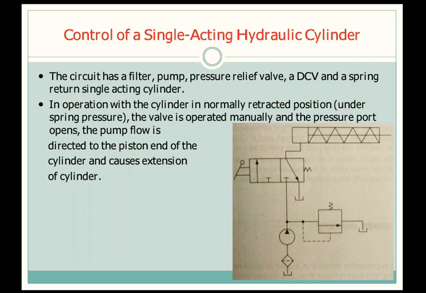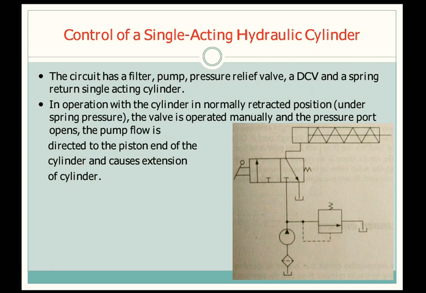Here we are going to see how the hydraulic cylinder is controlled by a single acting cylinder. The circuit is shown in the figure. You can see it has a filter, pump, pressure relief valve, a directional control valve, and a spring return single acting cylinder. During the forward stroke you can pressurize using oil, and during the reverse stroke the cylinder retracts by the spring force.